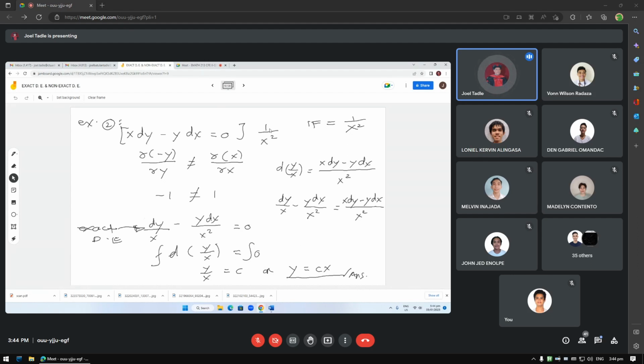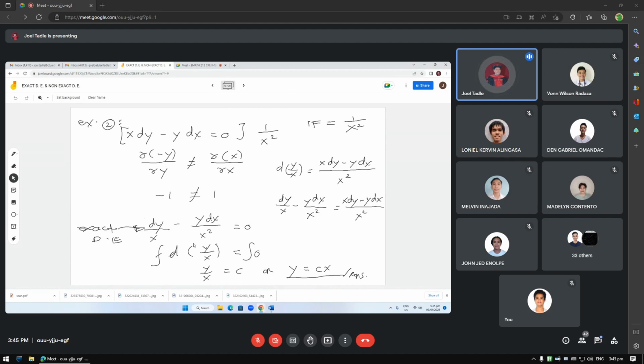So atong i-multiply, no? So 1 over x squared times x dy, cancel man ang x. So doon na kay denominator x. So dy over x. Then minus y dx over x squared equal to 0. So kani siya nga combination, x dy minus y dx over x squared, this is just equal to the derivative of the quotient, y over x.